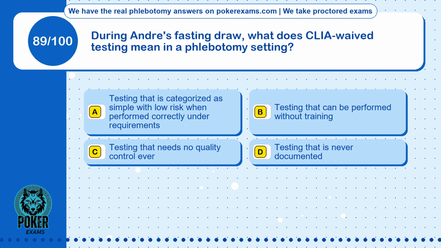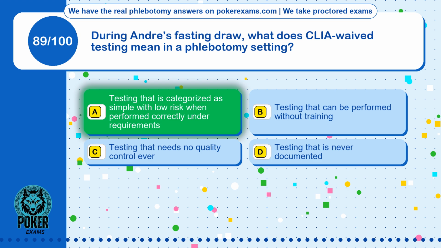Question 89. During Andre's fasting draw, what does CLIA waived testing mean in a phlebotomy setting? Option A, testing that is categorized as simple with low risk when performed correctly under requirements. Option B, testing that can be performed without training. Option C, testing that needs no quality control ever. Option D, testing that is never documented.